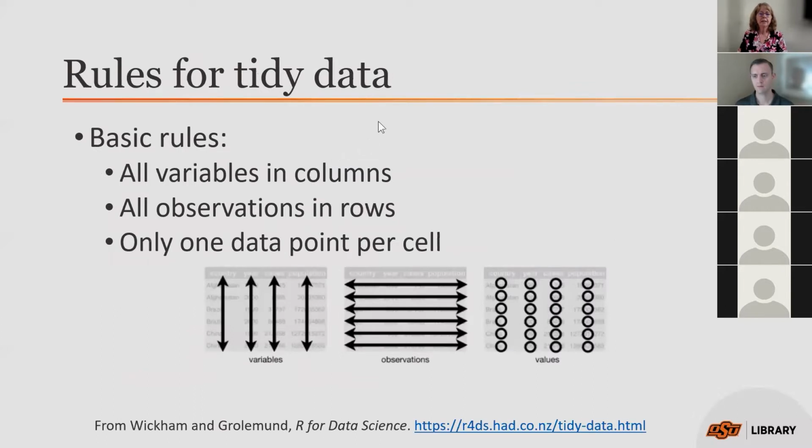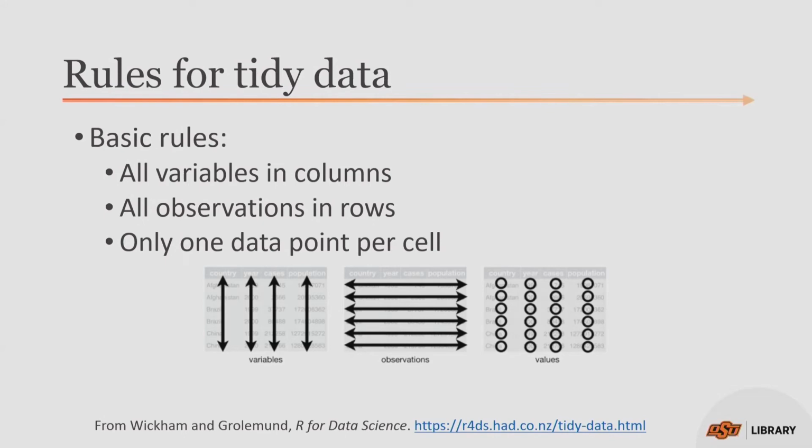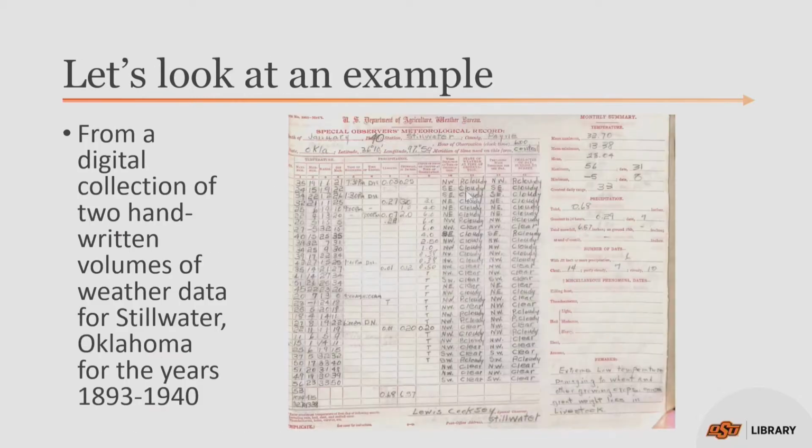And here's where we get to the essential rules for tidy data. There are only three of them. You need to have all your variables in columns. You should have all your observations in rows, and you should have only one data point per cell. We have a diagram here, again taken from R for Data Science, that sums it up very nicely. That's what your data should look like.